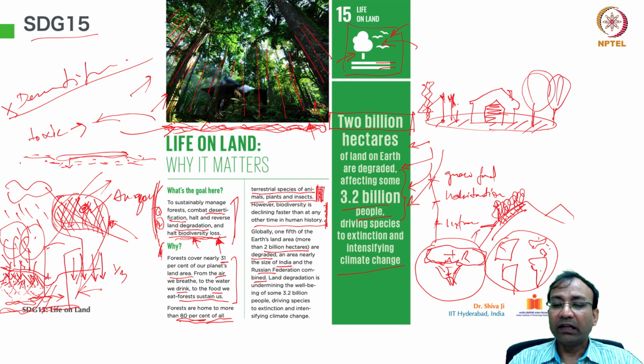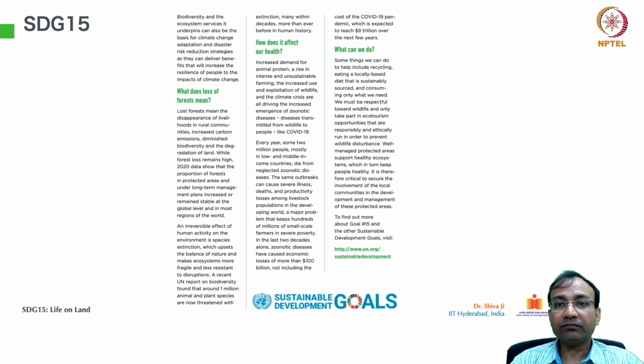Land degradation is undermining the well-being of some 3.2 billion people, driving species to extinction and intensifying climate change. Biodiversity and the ecosystem services it underpins can also be the basis for climate change adaptation and disaster risk reduction strategies, as they can deliver benefits that will increase the resilience of people to the impacts of climate change.